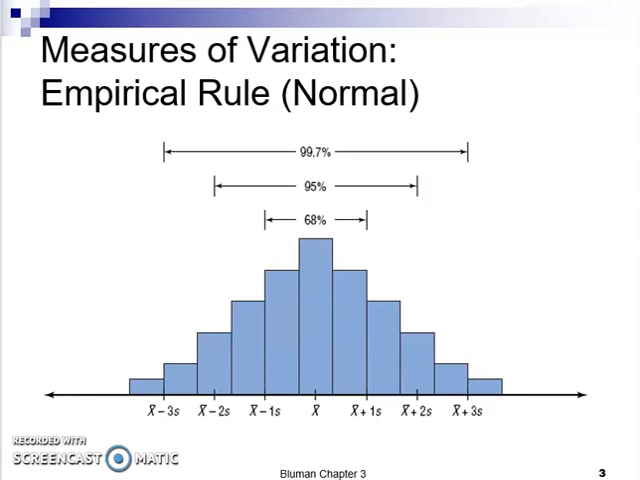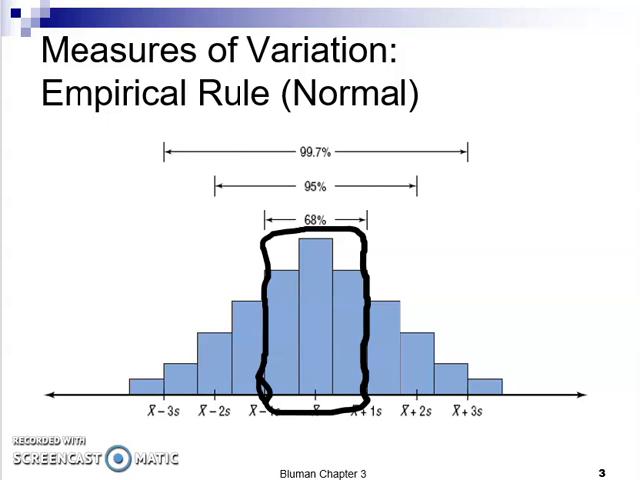Well, to look at that a little better, what we have here is a bell-shaped curve, a normal distribution. And what the empirical rule is telling us is that within this first standard deviation, right here from this point to this point, this is 68% of the data that fall within that one standard deviation of measure.